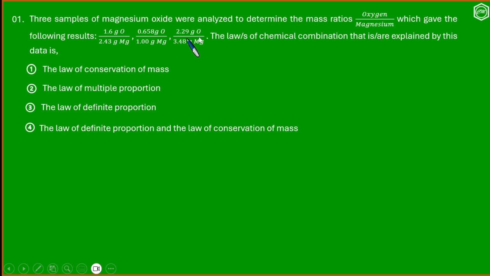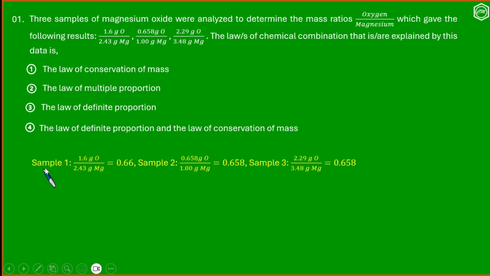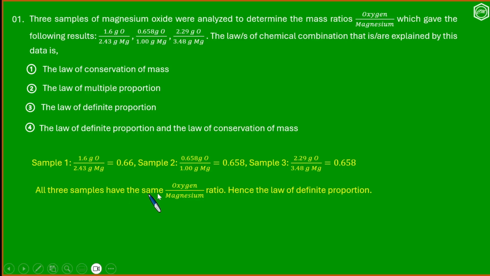Let us first calculate the ratios. Sample 1, 1.6 gram oxygen by 2.43 gram magnesium equals 0.66. Sample 2, the ratio is 0.658. For sample 3, the ratio is 0.658. All the ratios are found to be the same. Hence, the law of definite proportion must be the answer. Option 3 is the correct answer.